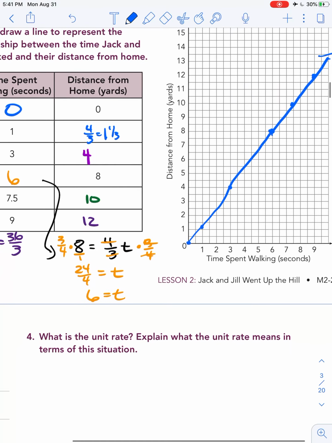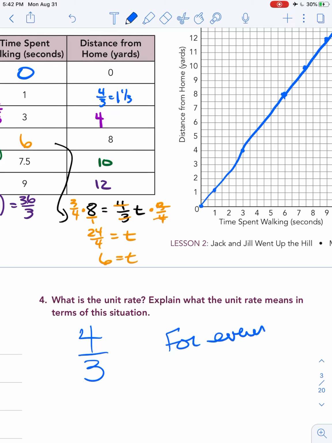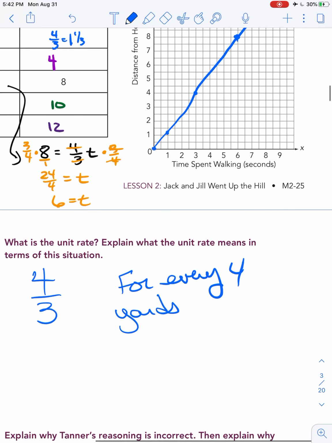Now, what is the unit rate? What does it go up by every time? Every single time we multiplied by 4/3. So that is our unit rate. What does that mean? It means for every 4 yards, it took 3 seconds.